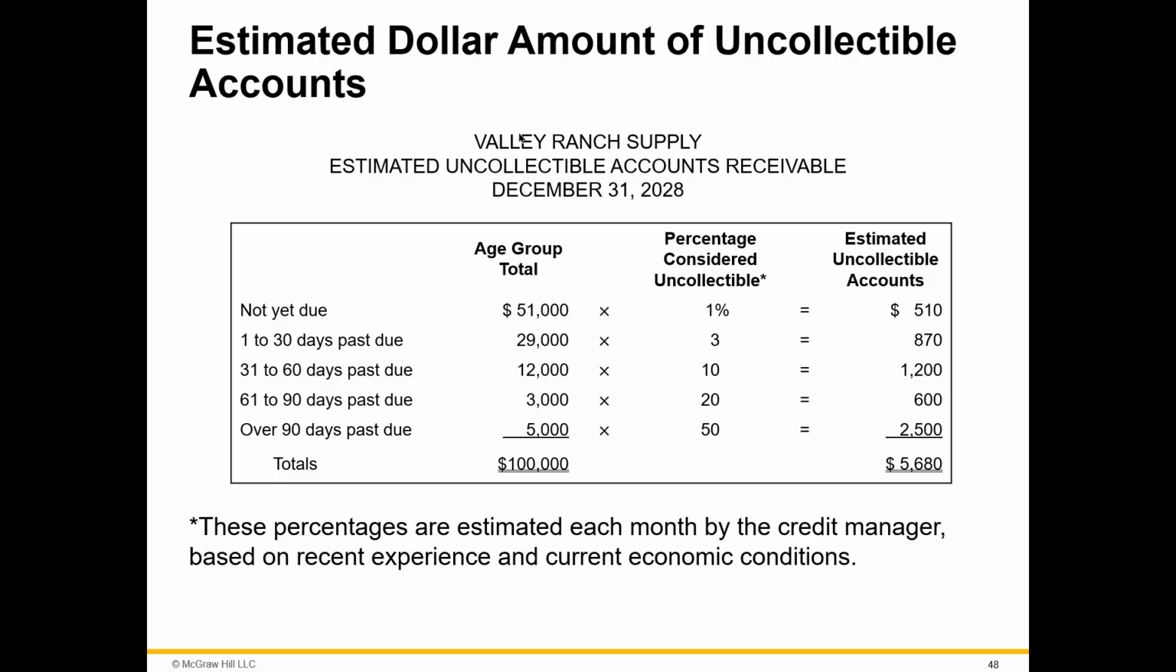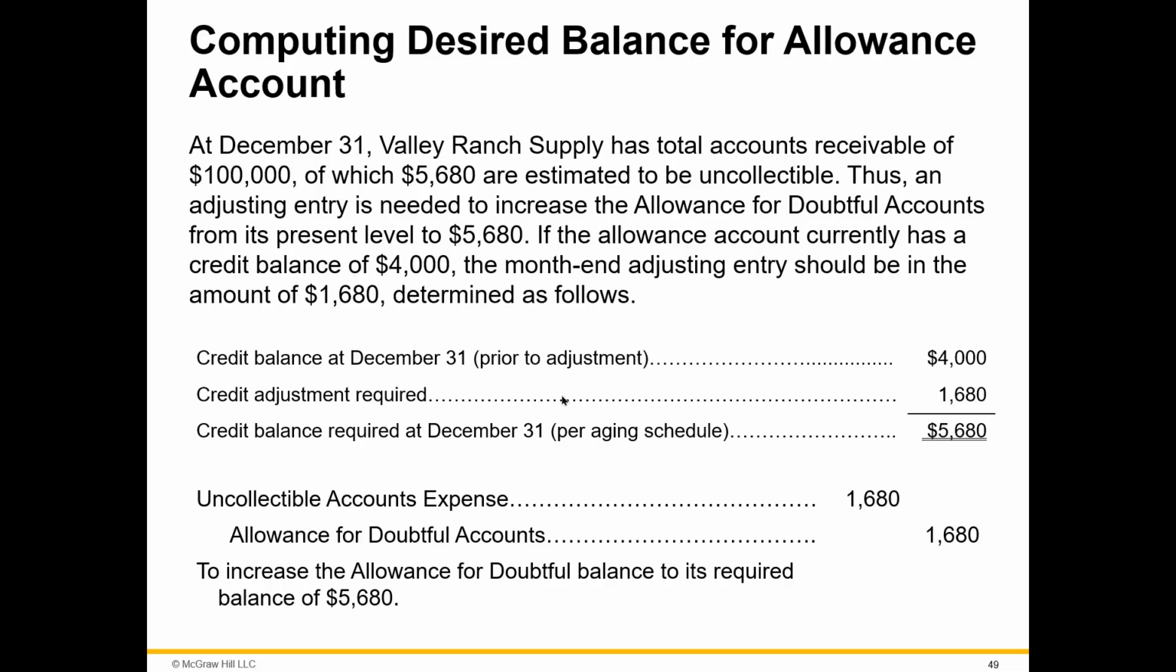And so let's say, hey, Valley Ranch has $100,000 worth of receivables. Some are not yet due and others are past due. And if it gets more than 90 days past due, we expect that 50% of them will be uncollectible. And so based on these percentages we've got by recent experience and how well the economy is doing, we're going to have an estimate of the uncollectible accounts based on this aging schedule. And then we're going to use that to make a journal entry to reflect that amount. Okay, so we have used this to figure out what we want the credit balance to be.